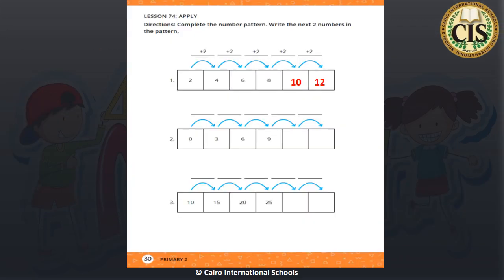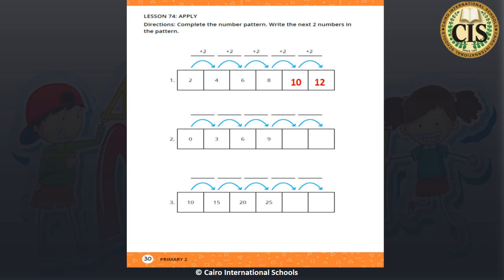Lesson 74, the apply part. Complete the number pattern. Write the next two numbers in the pattern. In the first question, 2, 4, 6, 8. Each time we are adding 2 because it's an increasing pattern. So 8 plus 2 equals 10. 10 plus 2 equals 12, and so on.